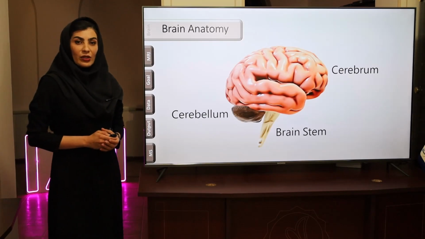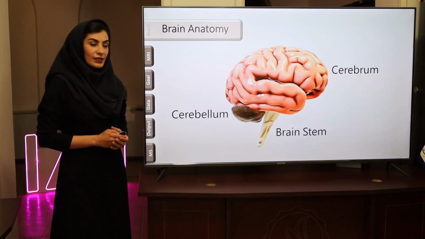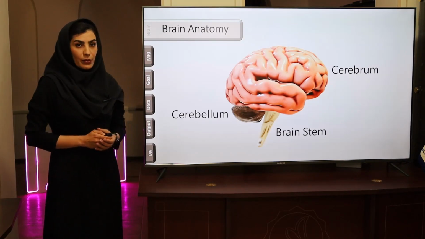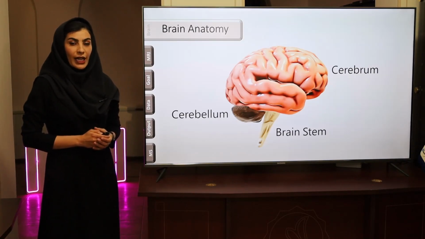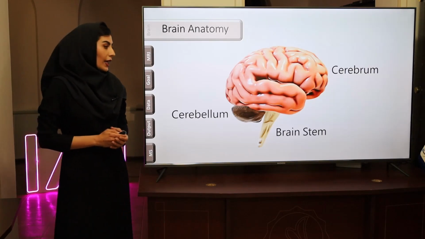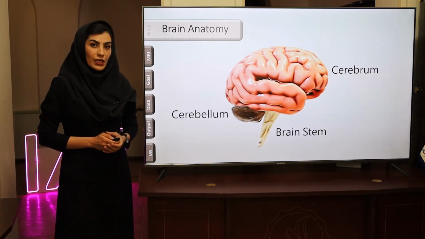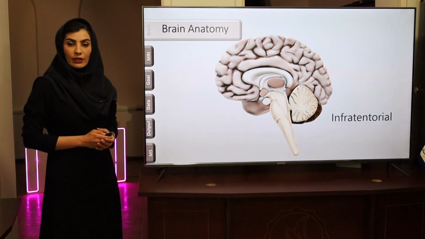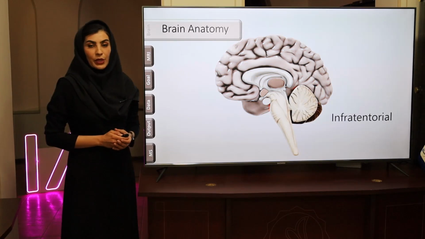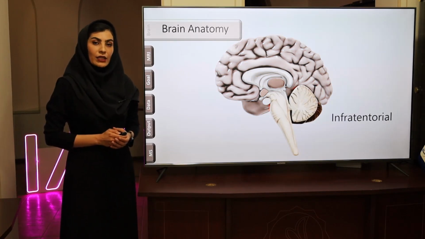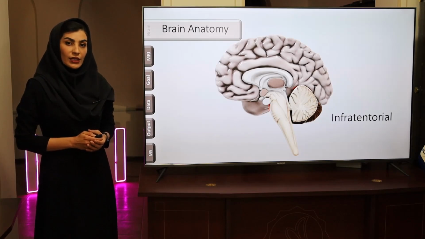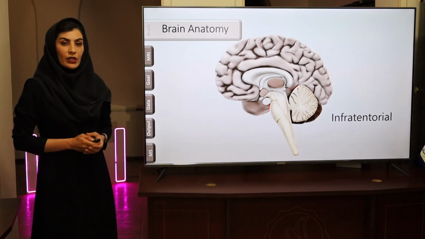Let's have a look at the brain anatomy. There are three major parts in the brain. The cerebrum is the largest part, the cerebellum is smaller and located beneath it, and the brainstem is the smallest part. We can see here, the cerebellum is separated from the cerebrum by the membrane called the tentorium. Brainstem and cerebellum are called infratentorial, and the cerebrum is called supratentorial.